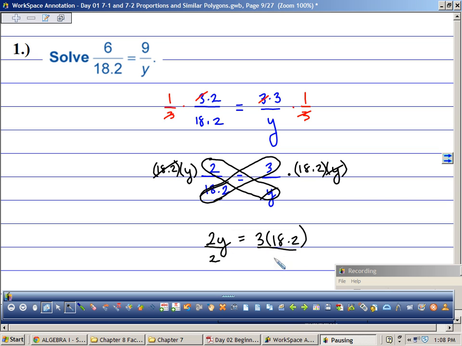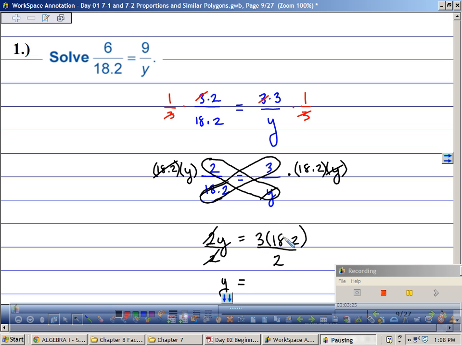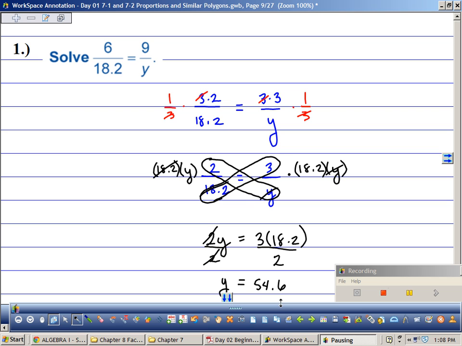Multiply by 2. I'm sorry, divide. I don't know why I said multiply. I'm just stuck on multiplication right now. So, y equals, go to the calculator. What is 18 2/10 times 3 and then divided by 2? 54 6/10. Originally, you would have multiplied 18 2/10 by 9 and then divided by 6.